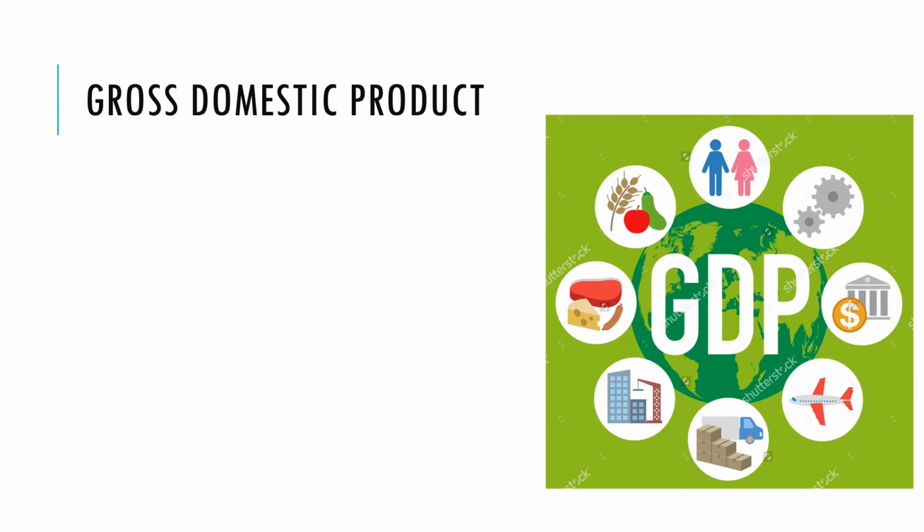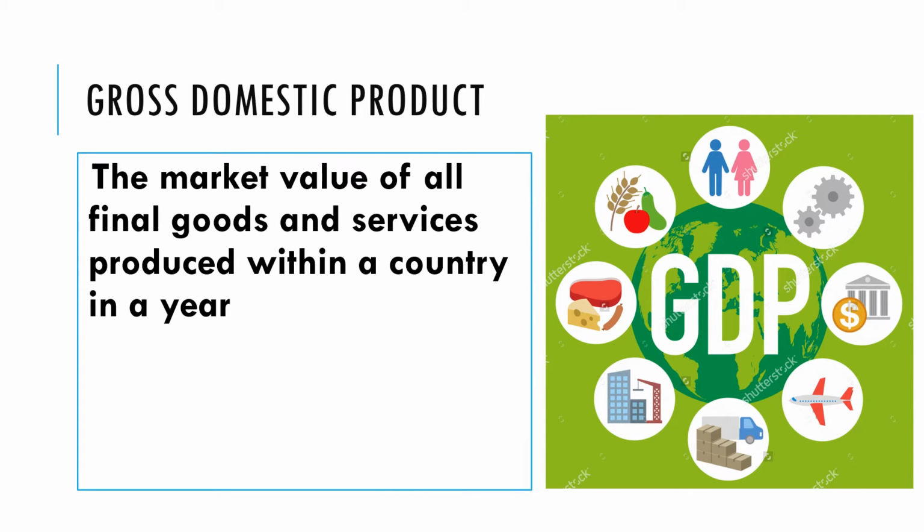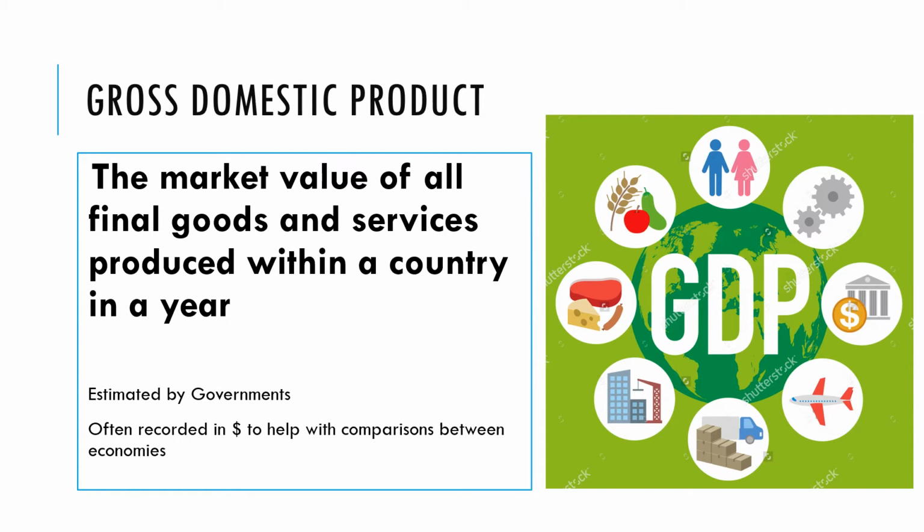And in economics, we call that concept gross domestic product, or GDP. It's the market value of all final goods and services produced within a country in a year. This is an important definition to take down in your notes. It's normally estimated by governments, and it's often recorded in dollars so we can compare the size of one economy with another.